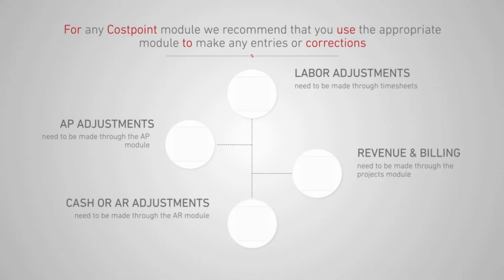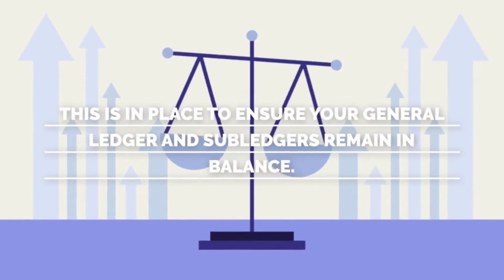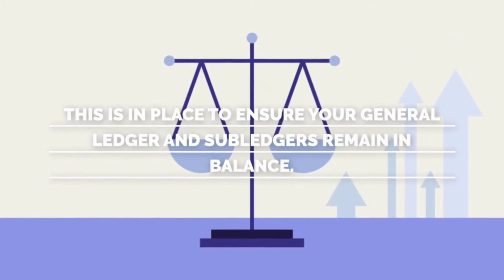For example, labor adjustments need to be made through timesheets, AP through the AP module, revenue and billing adjustments through the projects module, and cash or AR adjustments through the AR module. When you use the journal entry screen to create or move cost housed in a specific module, that transaction and associated cost will not flow through to those modules. This is in place to ensure that your general ledger and sub-ledgers remain in balance. This also provides a cleaner audit trail for transactions in your system.